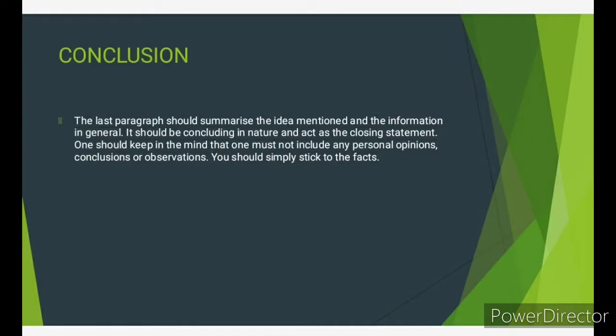It is followed by the conclusion. The last paragraph should summarize the idea mentioned and the information in general. It should be concluding in nature and act as the closing statement. One should keep in mind that one must not include any personal opinions. That should be avoided while writing an analytical paragraph. So you cannot give any personal opinion, conclusion or observation. You should simply stick to the facts.